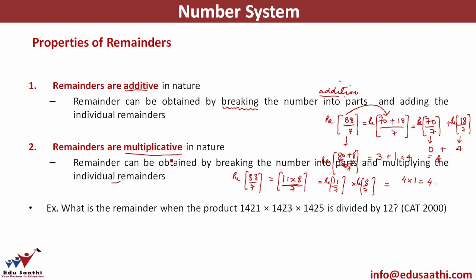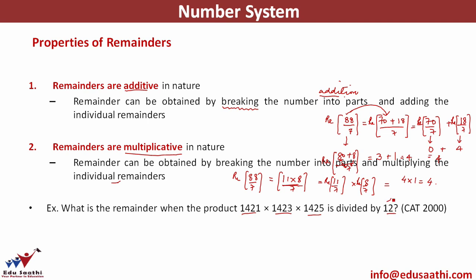So let's take an example. What is the remainder on the product divided by 12? This is a CAT 2000 question that we had. So what we have to actually do is, instead of actually multiplying the numbers to get to a final number and then dividing it with 12 to find out the remainder, the easy answer is find out the individual remainders, then multiply the remainders to get to your final answer.